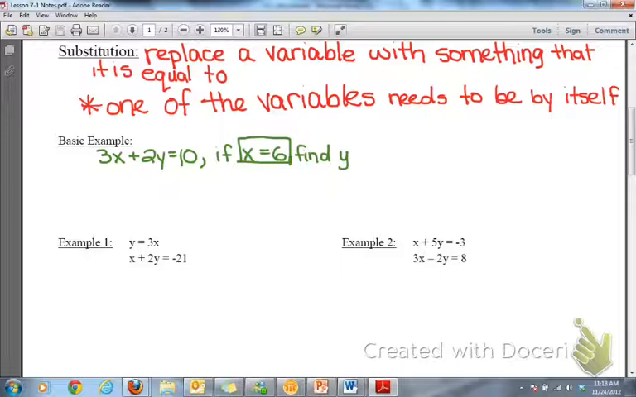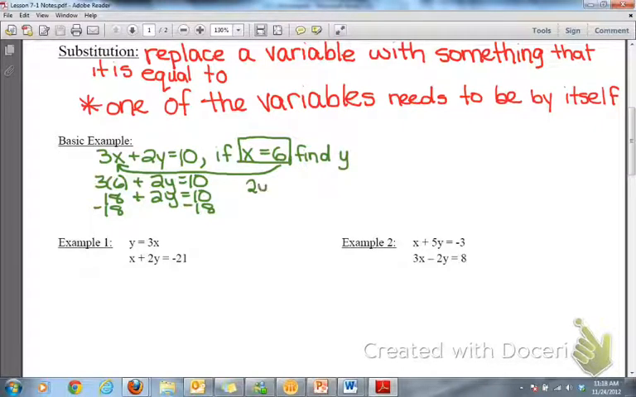So you are replacing the variable x with the number that it's equal to, which is 6. And so when you did that, you got 3 times 6 plus 2y equals 10. And you can figure out what y equals, because 3 times 6 is 18. And then you can take that 18 away from both sides. So that gives you 2y equals negative 8. And then you divide by 2, and you get that y equals negative 4.